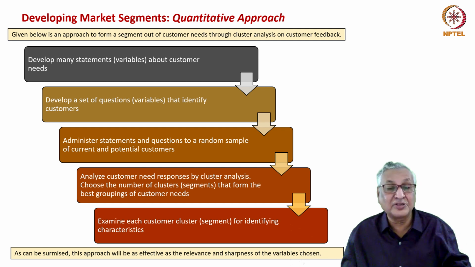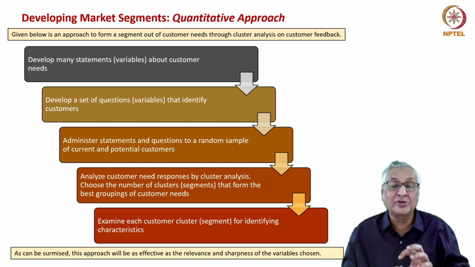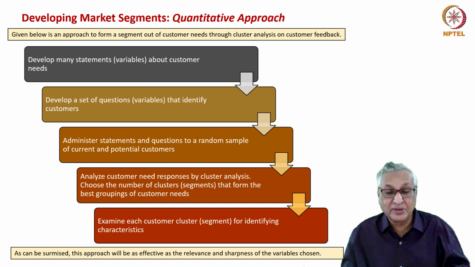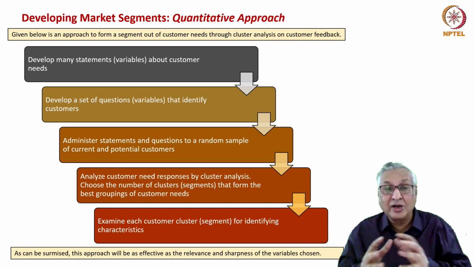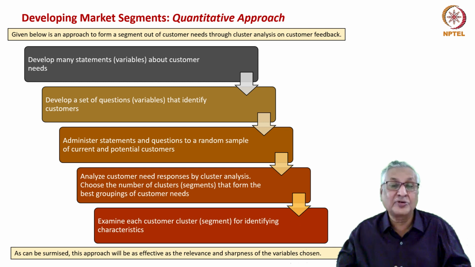If you administer 100 questions, you may have 1,000 kind of clusters. Then all those clusters have to be meaningfully analyzed, and then you decide on the meaningful grouping of all customer needs, and then identify the customer characteristics from each group again, and then you arrive at the product requirement. This approach will be as effective as the relevance and sharpness of the variables chosen, the kind of questions you ask, and the kind of alternatives you pose to the customer before you get the requirement.